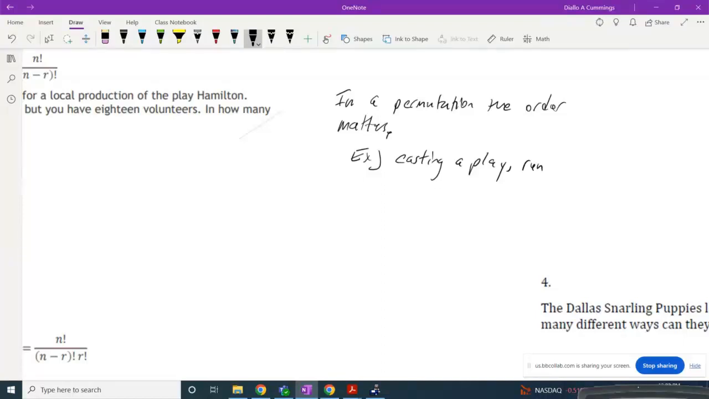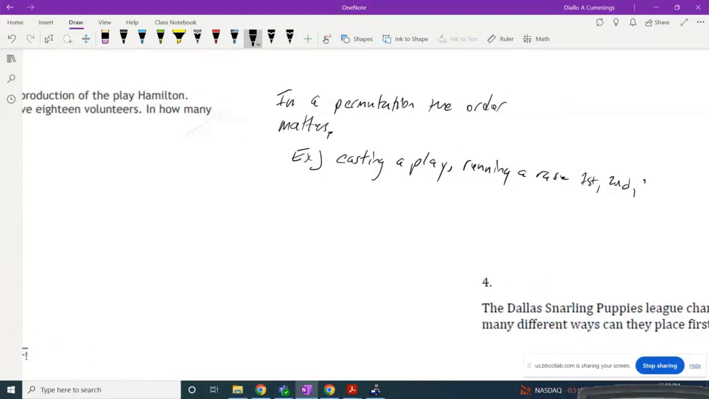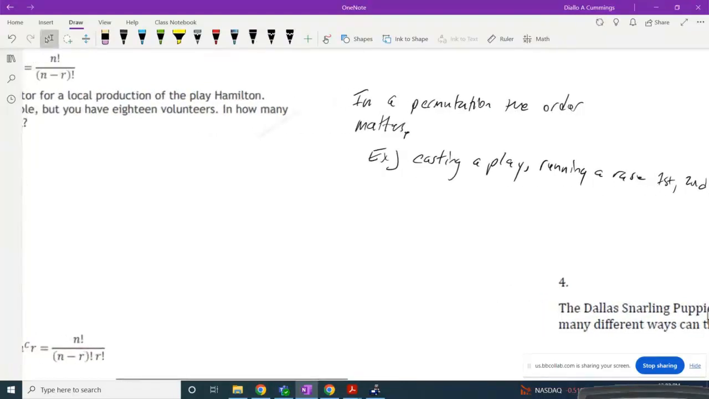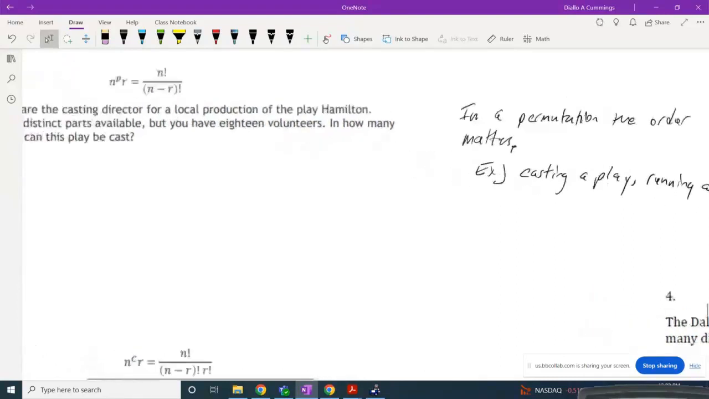Whenever you see running a race, like first, second, and third, how many ways can you place first, second, and third? You will also use a permutation because the order matters, right? You don't want to give a first place trophy to somebody who finished last. The order matters. So whenever you see casting for plays and running a race, finishing first, second, and third, you should automatically think permutation.